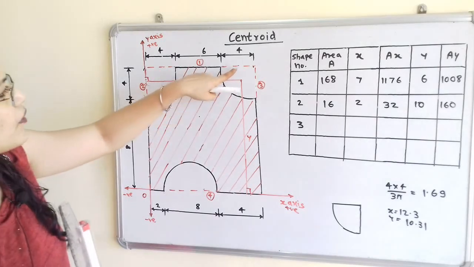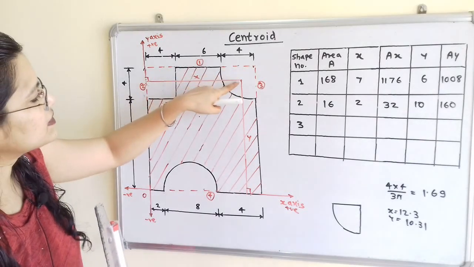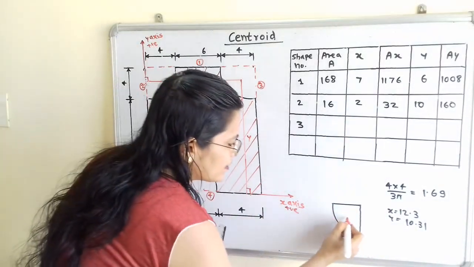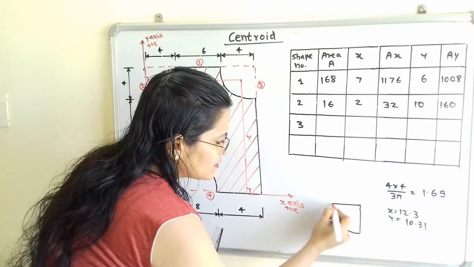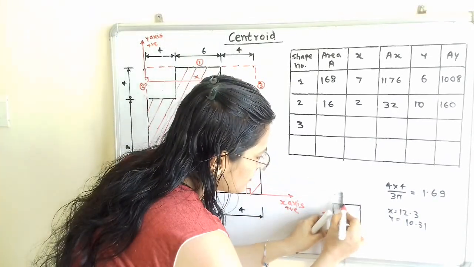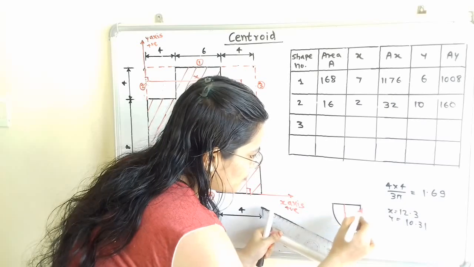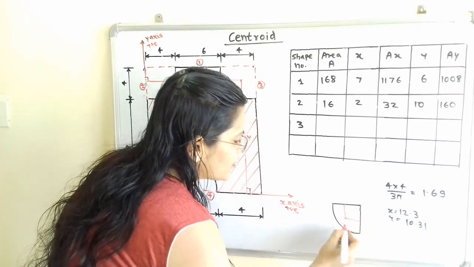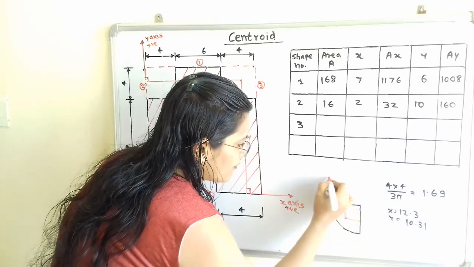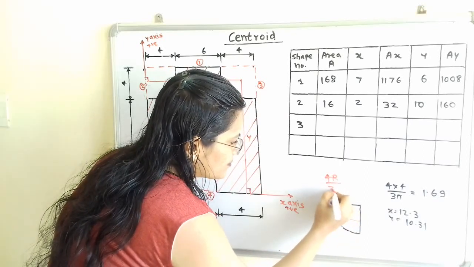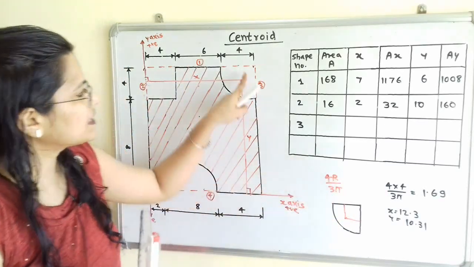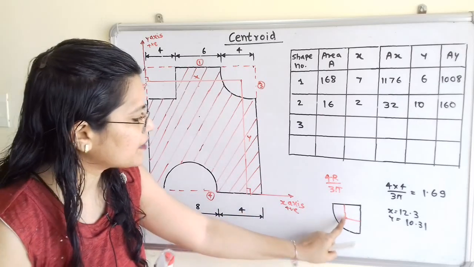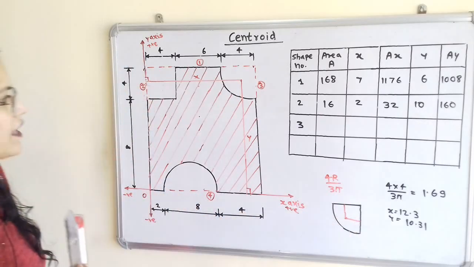So for that we first have to understand what is the distance of this center. So here is the quarter circle and here is the center. Now its distance from this horizontal line and its distance from this vertical line, I have shown here. Now this distance is equal to 4r by 3 pi, where r is the radius of this quarter circle. So this distance is 4r by 3 pi and this distance is 4r by 3 pi.